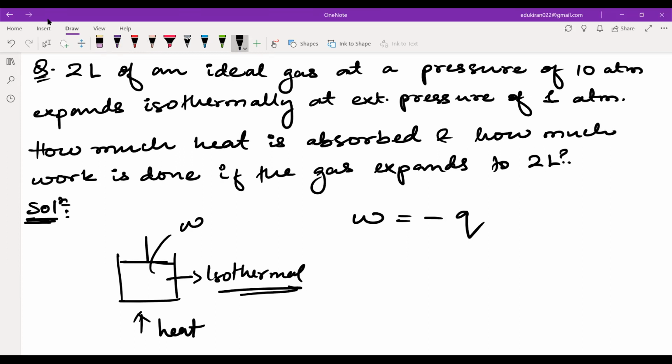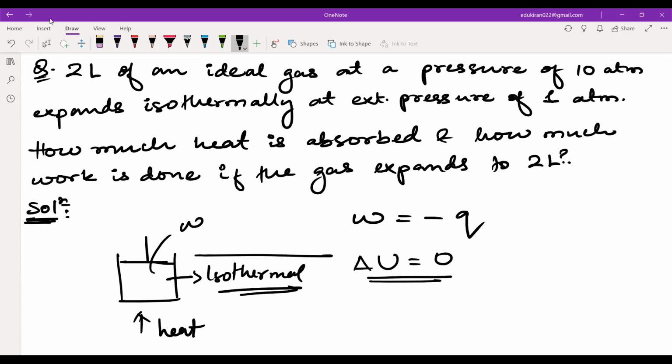Why? Because the work is done by the system. The system is doing the work. Okay. And also we can write delta U is equal to 0 because it is an isothermal process.